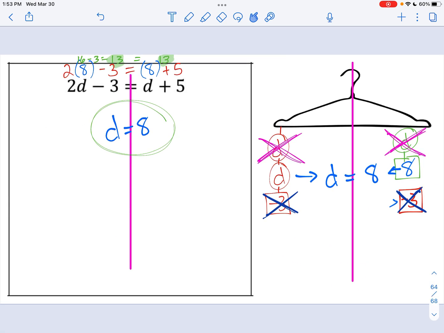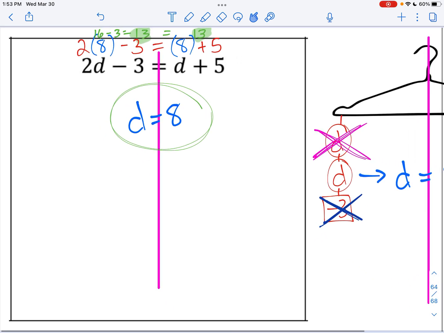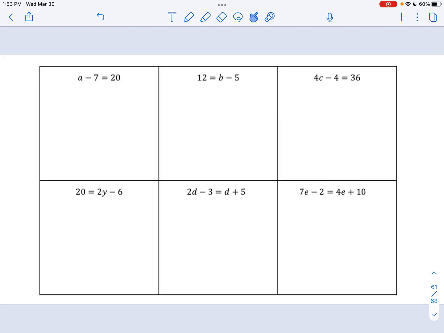All right. So it takes a couple extra seconds of thinking. Take your time when you show it on the hanger model, right? You don't need to do all the steps underneath anymore. You can just write what the letter is and then substitute back in. So here we go. Here it is.